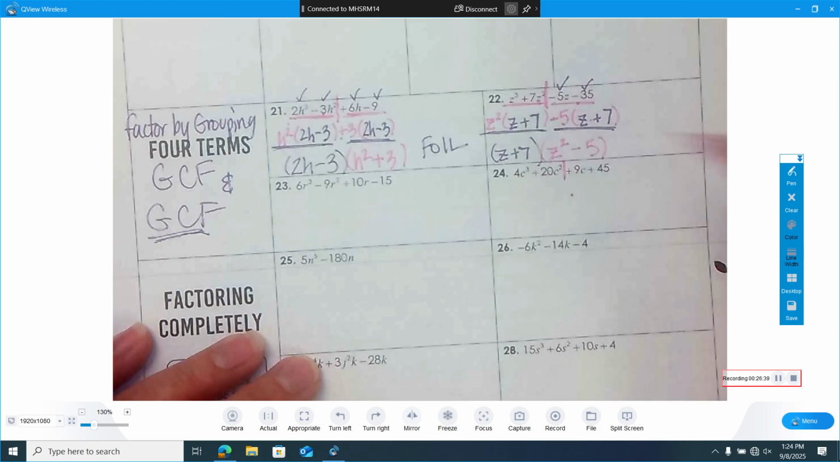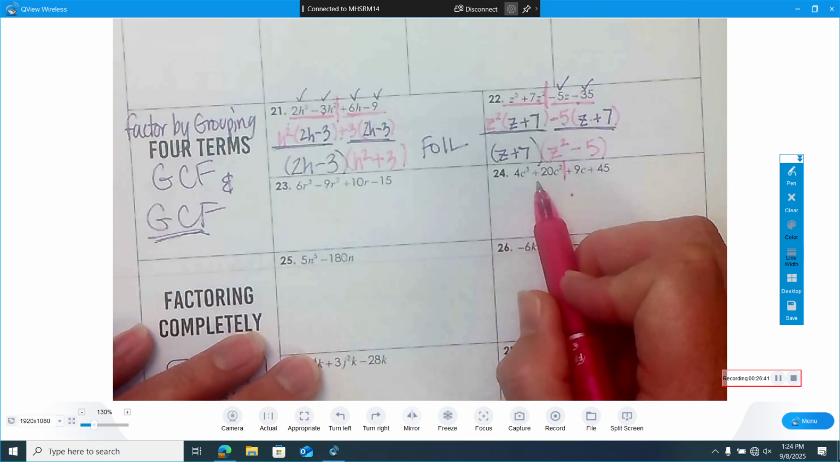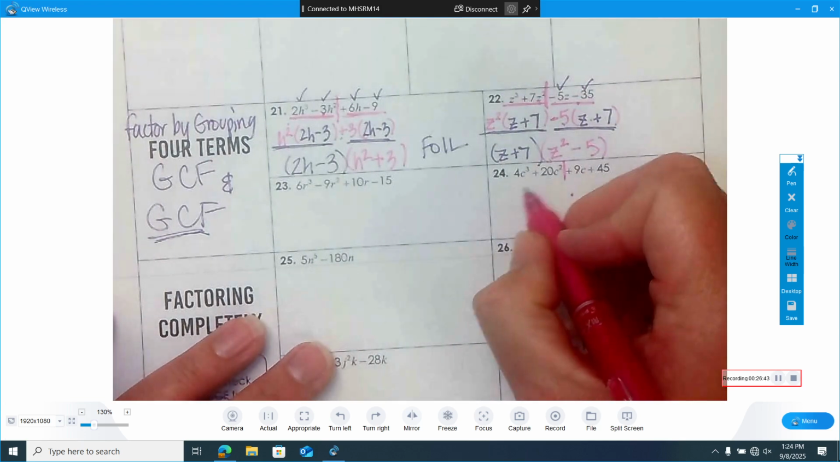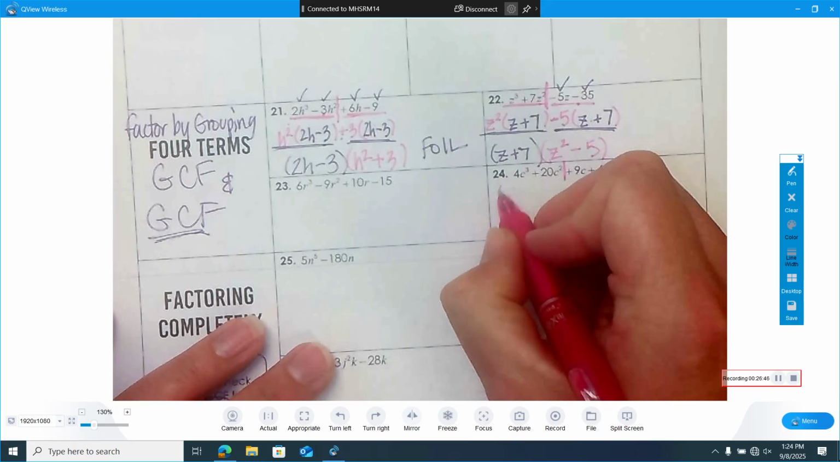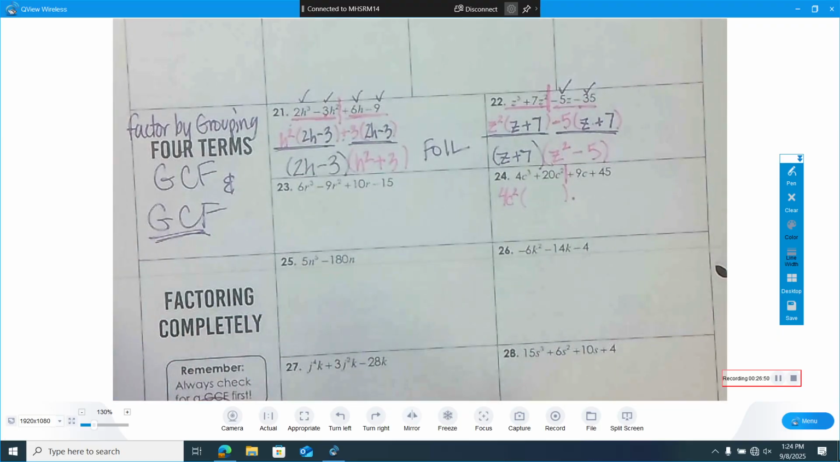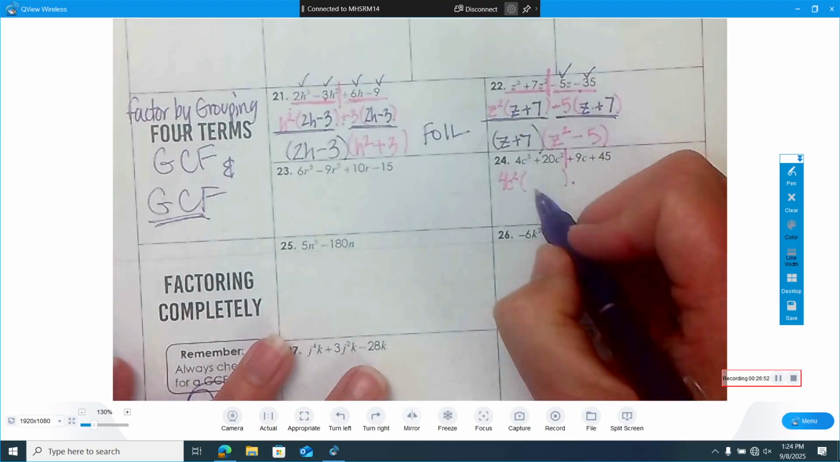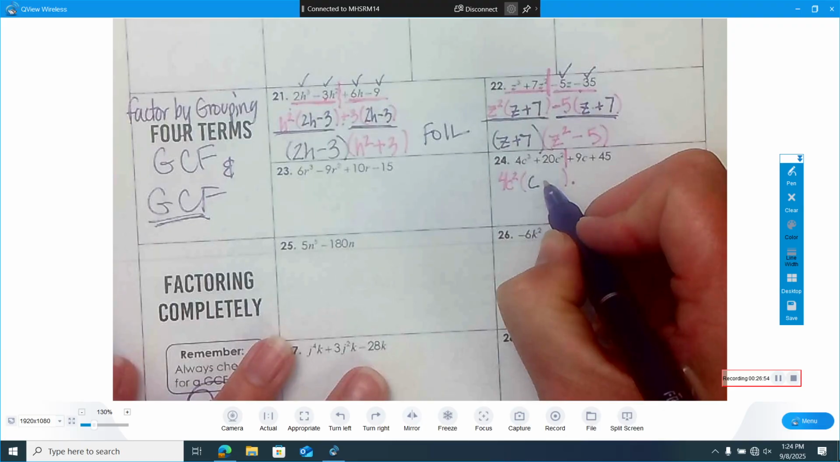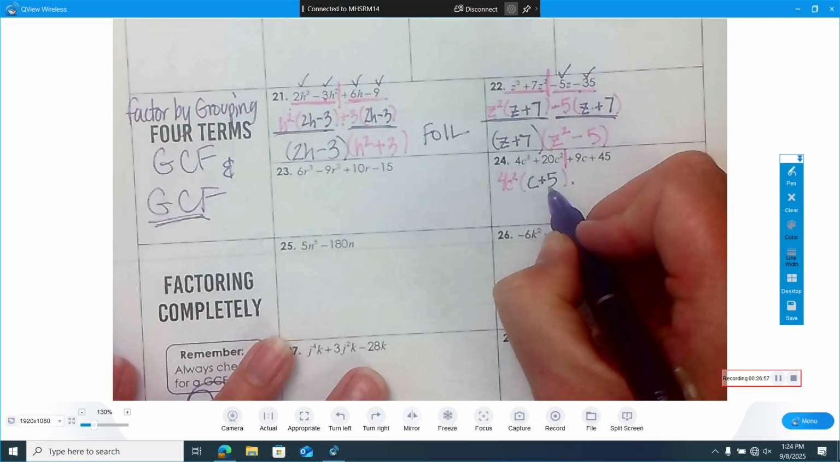All right, last one. First two terms, Ellis, what are the things we have in common here? 4 and C squared. Good. And what's left behind? Good. C plus 5. Very good.